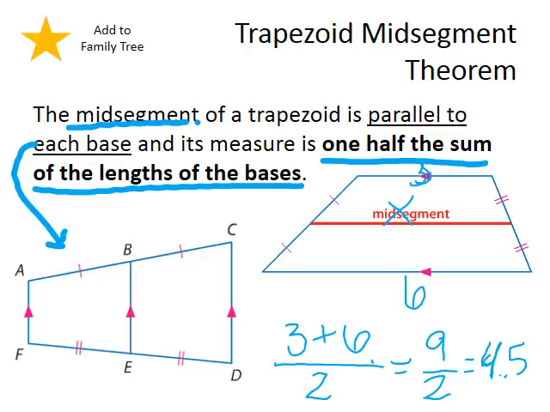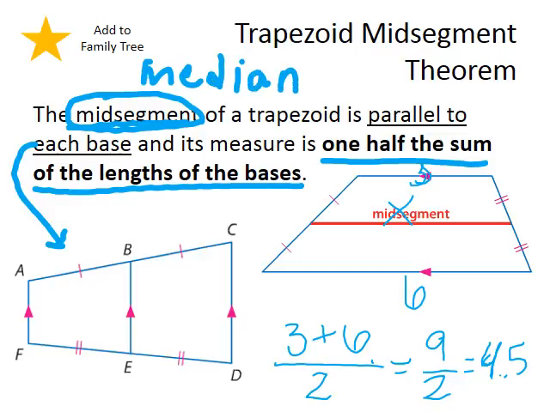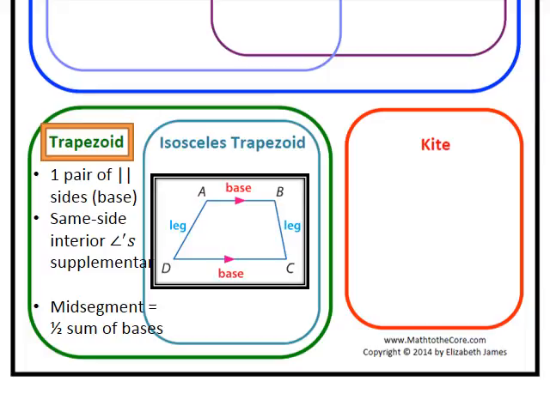Also, maybe note this in your family tree or off to the side if you're running out of room. The mid-segment is also referred to in your books as the median of the trapezoid. I'm not sure why, but those are used interchangeably. So know that the median is the same thing as the mid-segment and has this same property or theorem. All right, so here's our family tree. You added the mid-segment theorem here at the bottom. And again, you can just shorthand it like that. That's the key thing we want. That's for any trapezoid. So isosceles trapezoids or not, the mid-segment theorem applies.